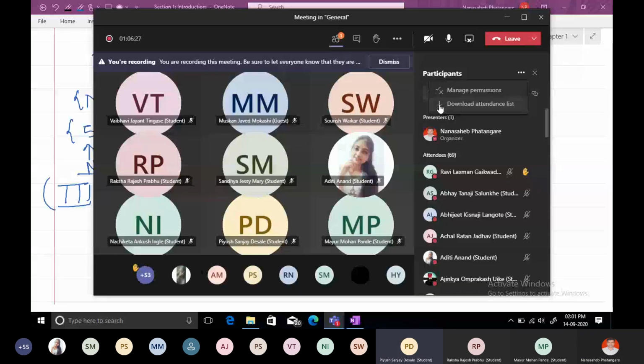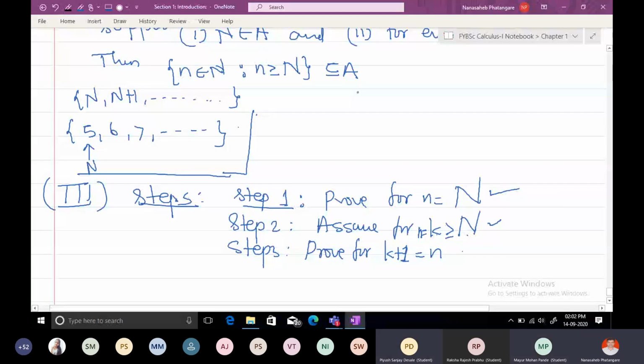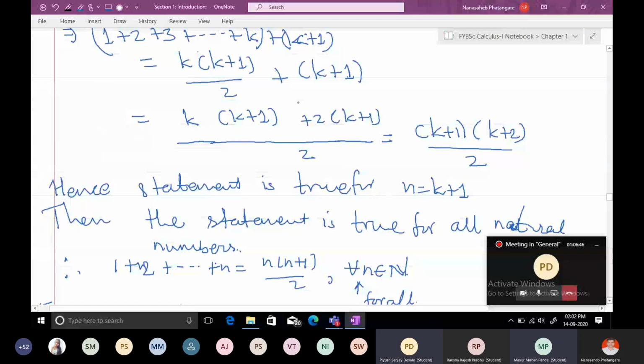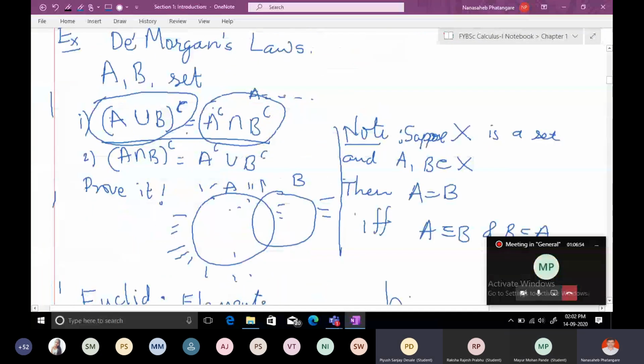What is the class code? I think I mentioned the class code in the beginning. Let me check whether it is available here or not. HRB 2LCK. HRB 2LCK, it is there.